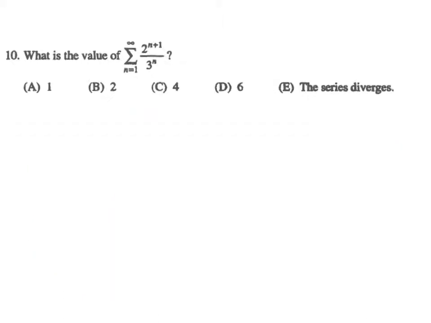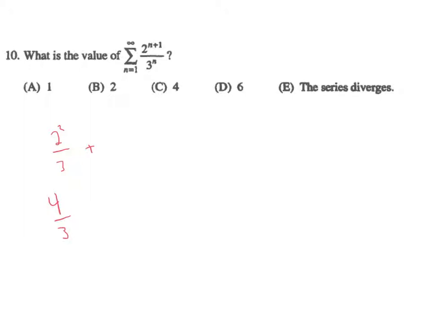Okay, so this one asks you to find the value of this series. And if you look at this and you're like, I have no idea, what I suggest you do in any series, if you want to try to figure out more about it, is write out a few terms. So when n equals 1, you're going to get 2 squared over 3, also known as 4/3.